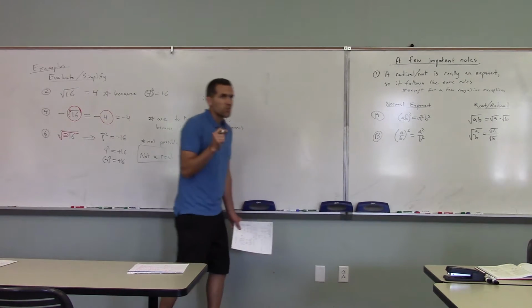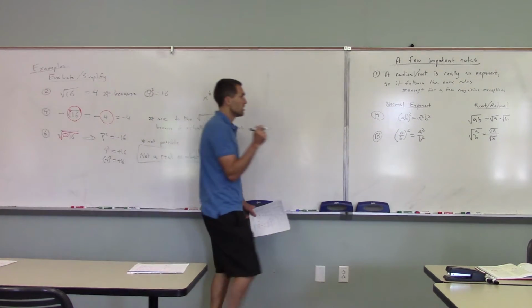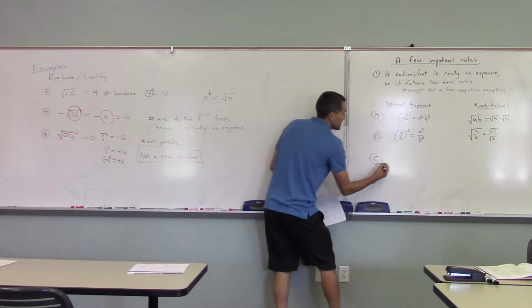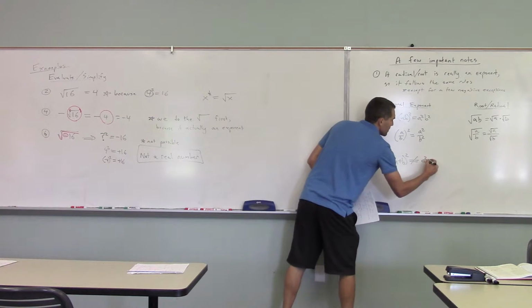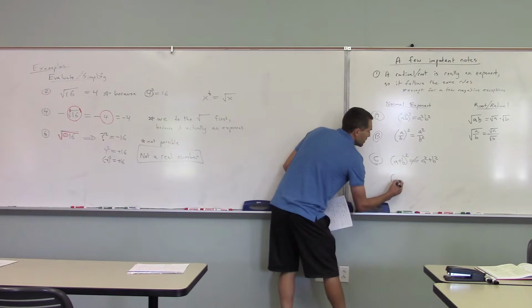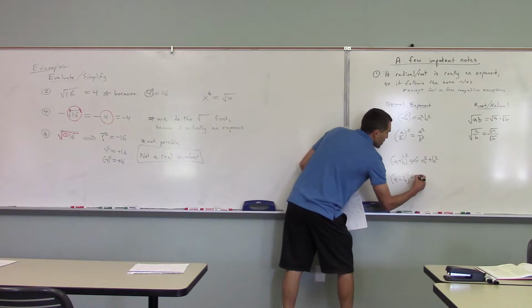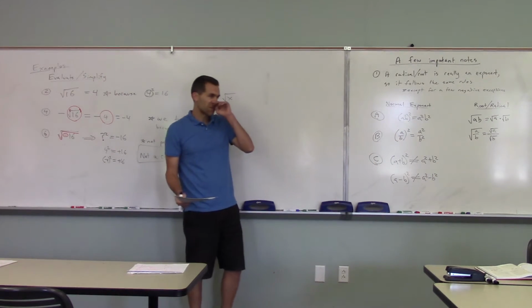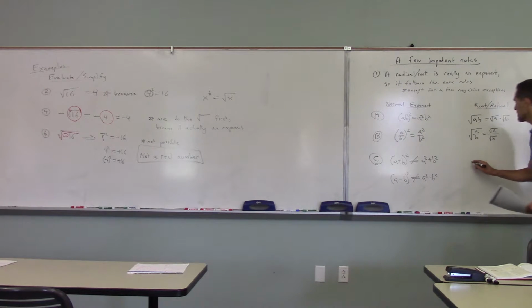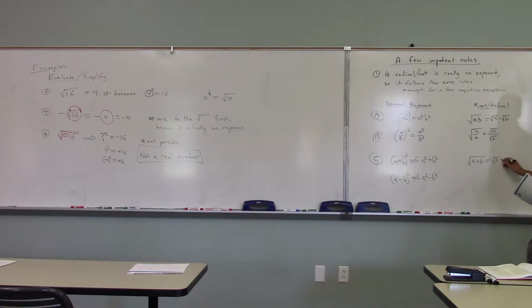And then just a reminder, when it's not one term, you absolutely cannot do that. So a plus b squared is 100% not at all a squared plus b squared. Same thing when you have a minus b squared. That's not at all a squared minus b squared. So just a reminder, you definitely can't do that. And so over here, square root of a plus b is definitely not square root of a plus square root of b. And square root of a minus b is definitely not square root of a minus square root of b.